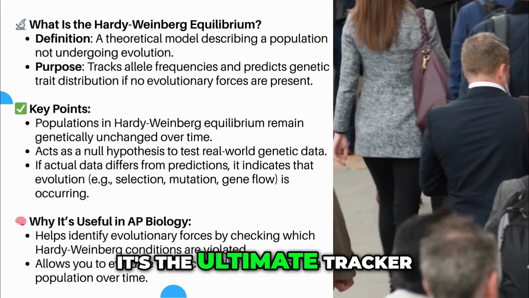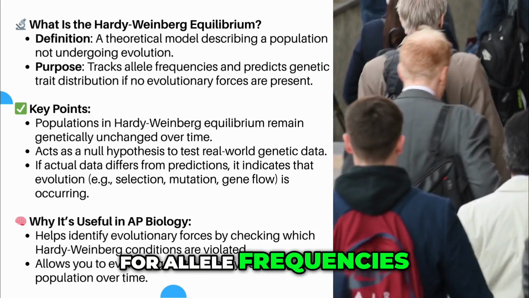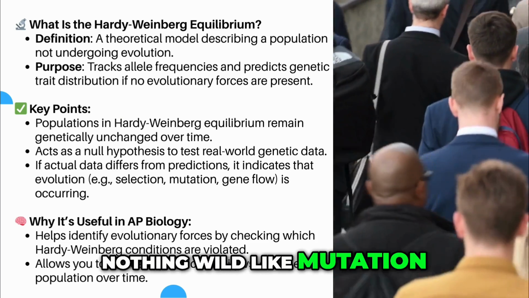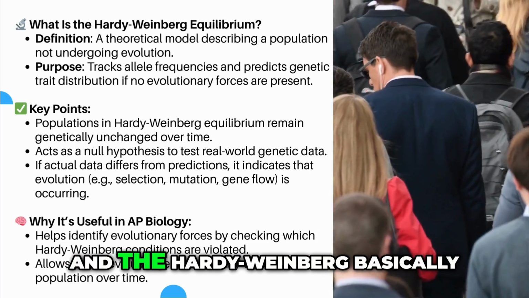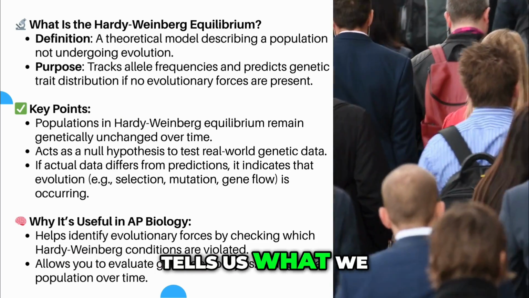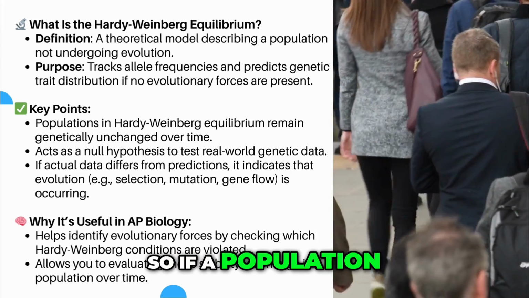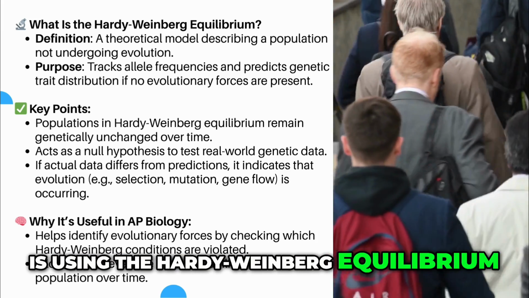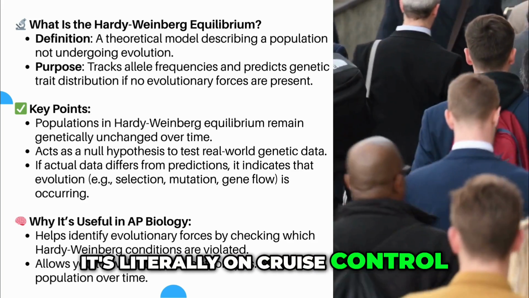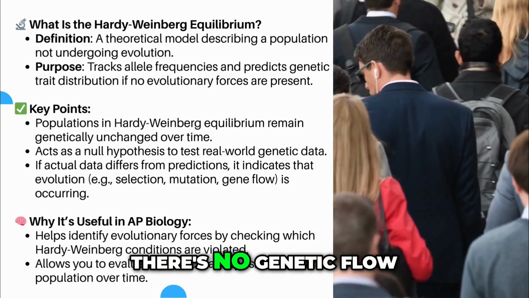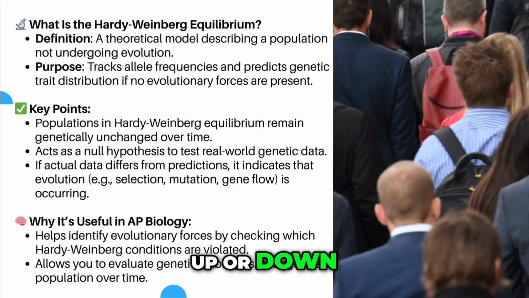Basically, it's the ultimate tracker for allele frequencies. Nothing wild like mutation or selection is going on. And the Hardy-Weinberg basically tells us what we can expect in our perfect scenario. So if a population is in Hardy-Weinberg equilibrium, it's literally on cruise control, no cap. There's no genetic flow up or down.